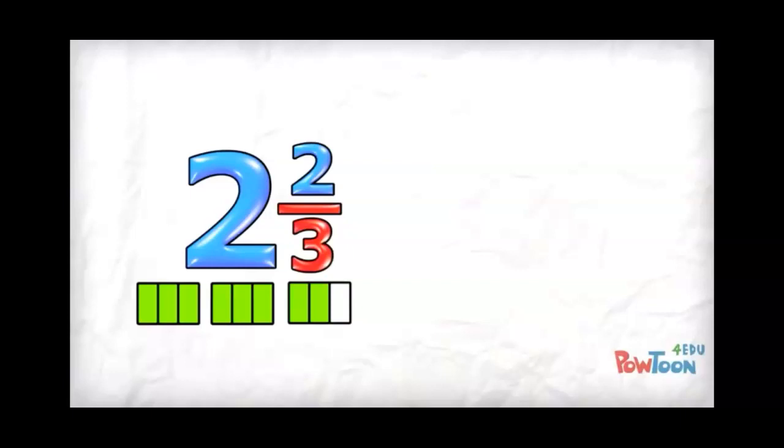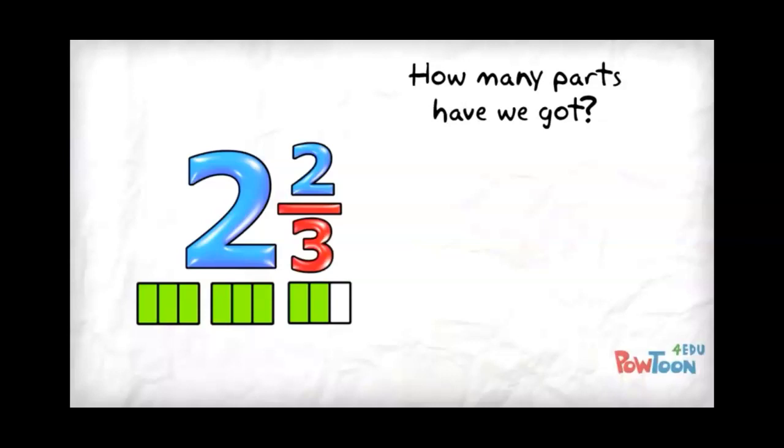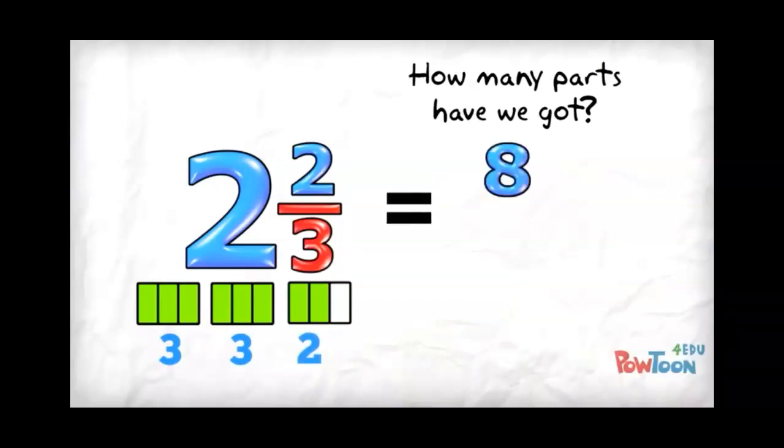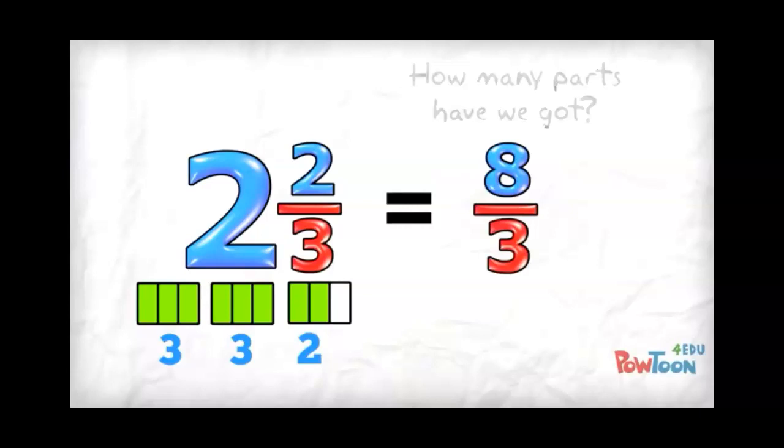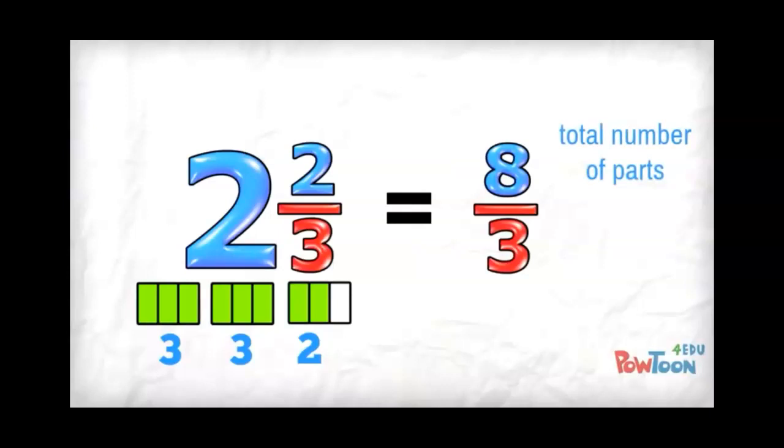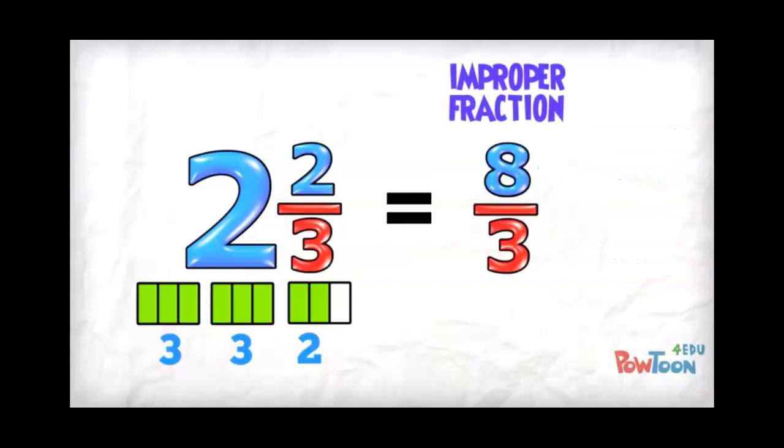We can see all our parts in this diagram. How many parts have we got? There are 2 wholes, so that's 2 lots of 3, 6, plus 2 more parts, that's 8. And we keep the same denominator because this is still parts out of 3. So we put the total number of parts, that's 8, over our denominator of 3. And there's your improper fraction.